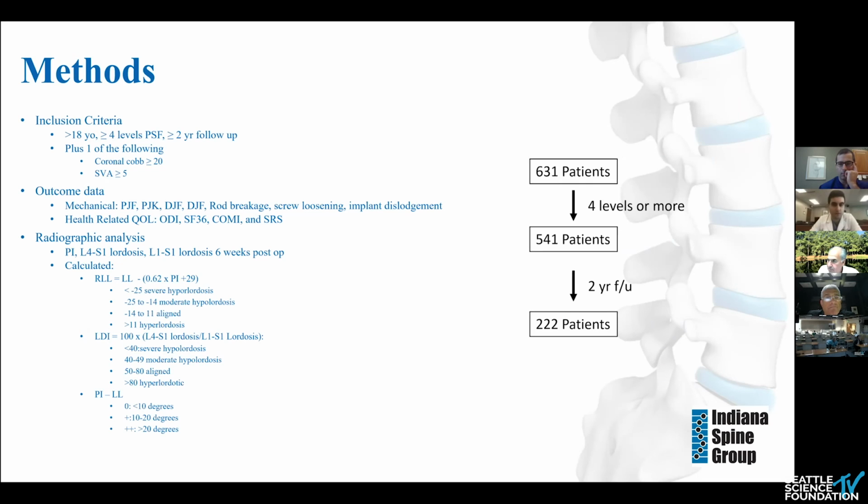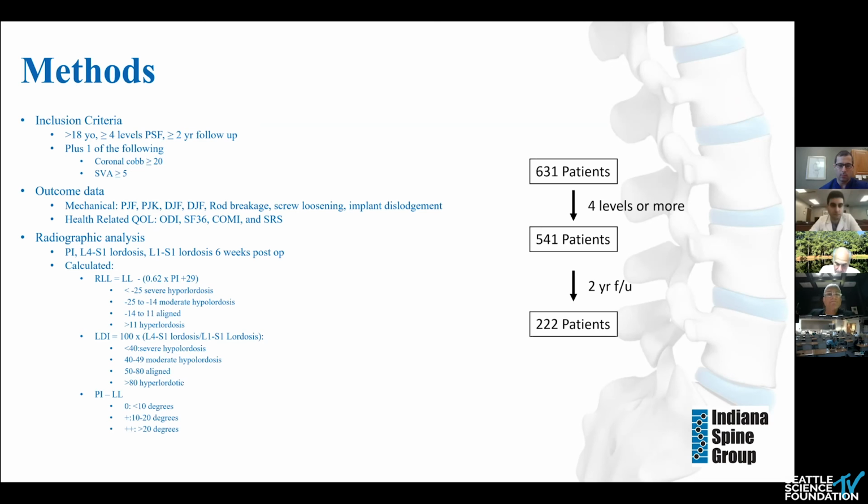And so their inclusion criteria was 18-year-olds that had either 4 levels or more posterior spinal fusions, had greater than 2 years of follow-up and one of the following, either a coronal Cobb angle of greater than 20 or an SVA of greater than 5. They looked at outcome data and they defined mechanical failure, as you can see here, as PJF, PJK, DJF, DJK, rod breakage, screw loosening, implant dislodgement, and then for the health-related quality of life measures, you can see here they use these systems in order to measure that.